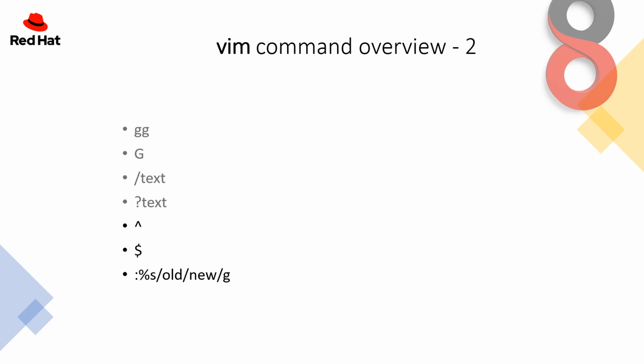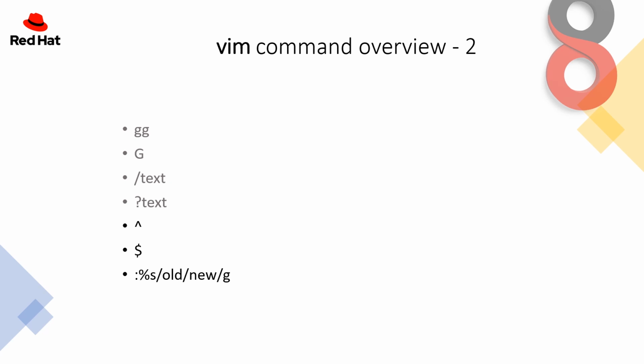There are so many things that can be done with Vim, but you don't have to know about all of them. So here are the last 3 manipulations I want to show you. First one is caret. It will bring the cursor to the beginning of the current line, and dollar will bring the cursor to the end of the current line. And particularly useful is the last one, colon percentage s forward slash old forward slash new forward slash g, which is what we call a global substitute.